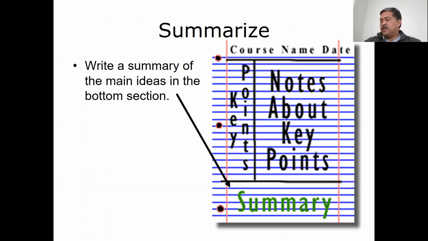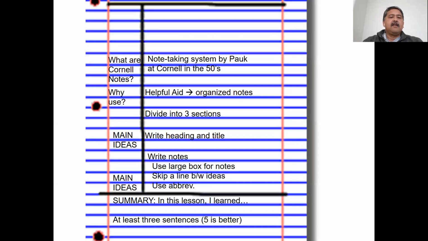When you're totally done, you would write a summary at the bottom of the paper. I say that if your notes are more than one page, you only have to write one summary at the very bottom of the last page. This summary should be 5 sentences long, and I like it when you begin the summary this way: In this lesson, I learned, and so tell us what you learned while you were viewing this lecture or listening to this lecture or watching this film or reading this text.